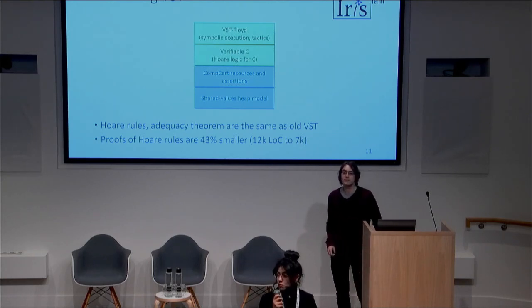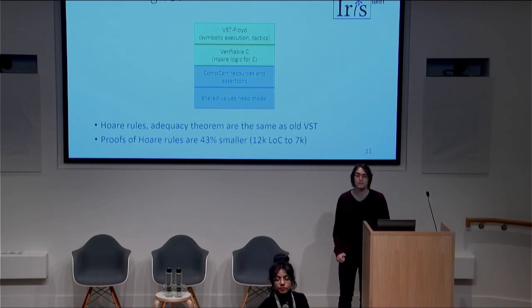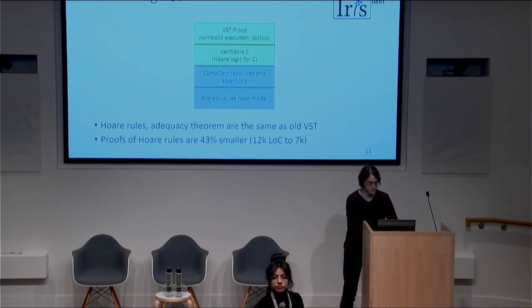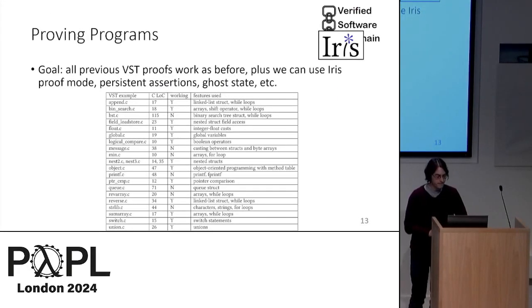Any other questions for William? Oh, there's one here. Maya. You had a table with the verified C programs. I was wondering how much proof effort it was to verify all of those, and if you have automation support for any of these proofs.